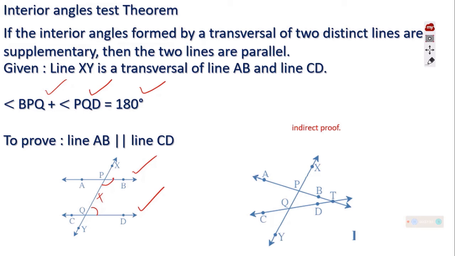The best way to prove that they become 180: we will simply prove that if they were not 180, then the lines will intersect here. If they intersect here, then they are not parallel. So as they are not intersecting and the sum is equal to 180, they are parallel. That is the technique used.